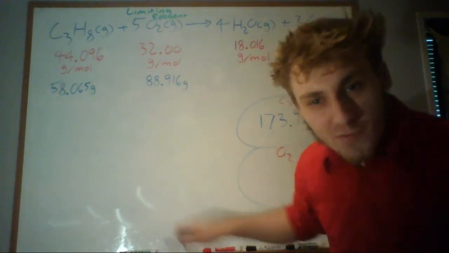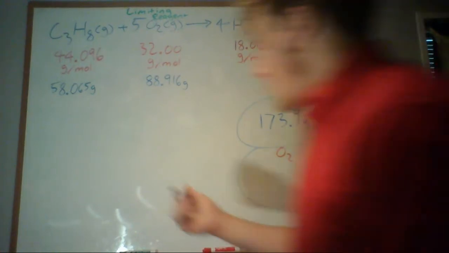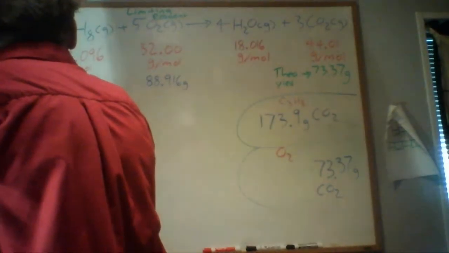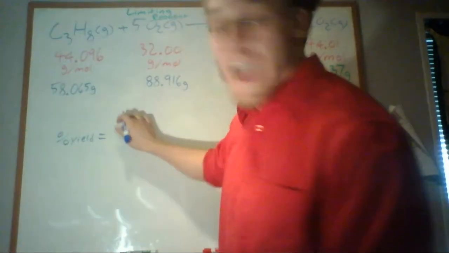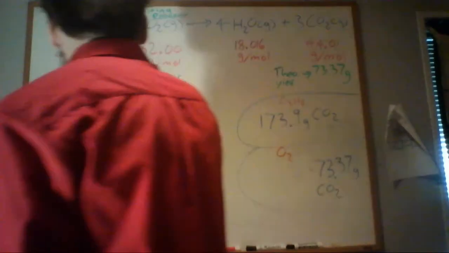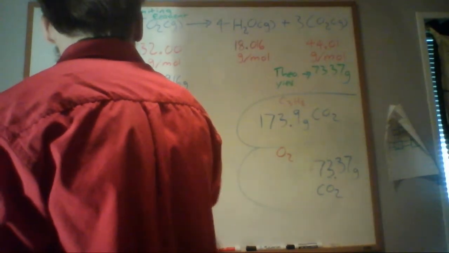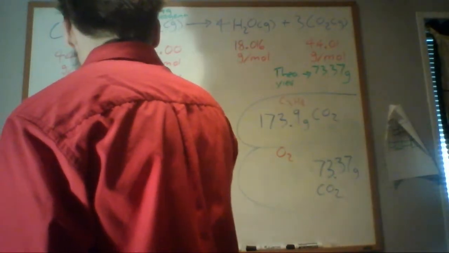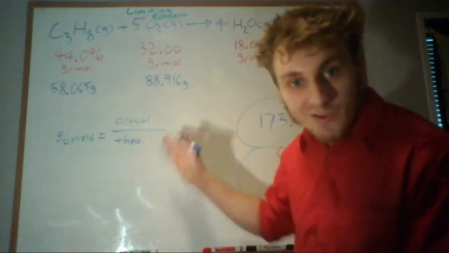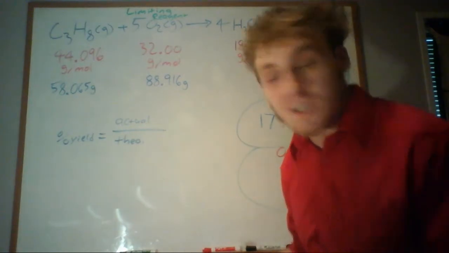What is the equation for percent yield? Well, percent yield can be calculated in the following way. You're going to take your actual yield and you're going to divide by your theoretical yield. And then whatever that ratio is, you're going to multiply that by 100%.